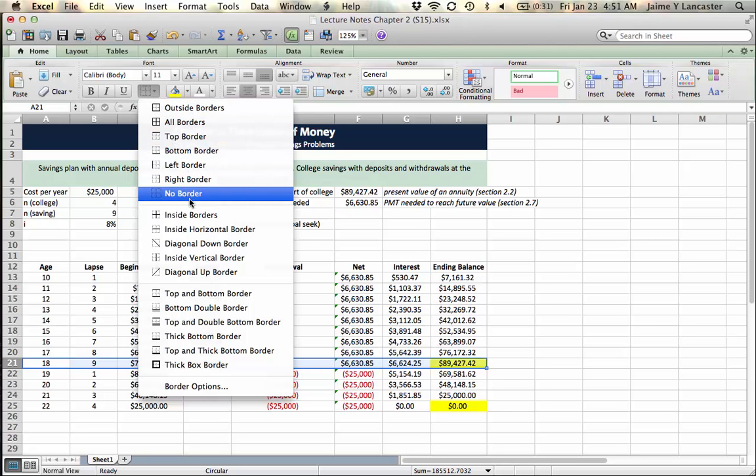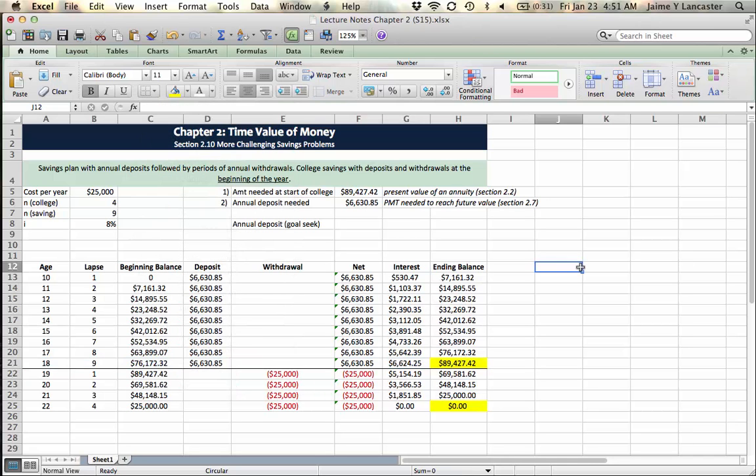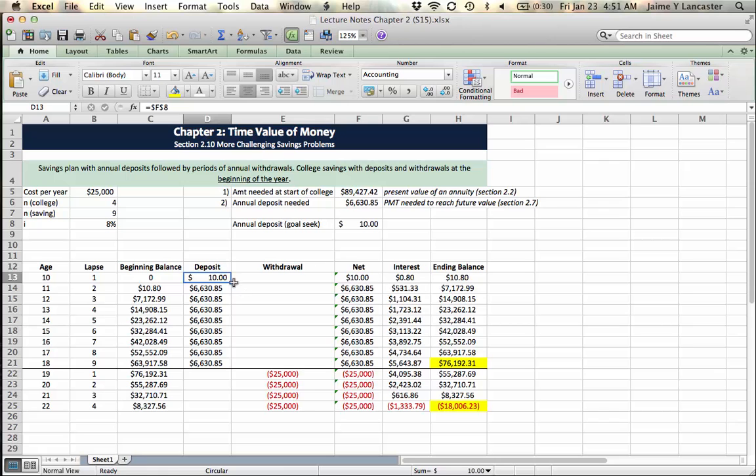GoalSeek is lovely because it can rapidly find an answer to something that might take us a much longer time to do. So we're going to change our model so that all of our deposits no longer reference our annual deposit cell. We're going to change them so that they reference this GoalSeek cell. So I'm going to start here by just putting some arbitrary number in there, like $10. And then I'm going to change the reference for the table so that it references this GoalSeek cell. I need to drag it down so all the deposits reference that GoalSeek cell.